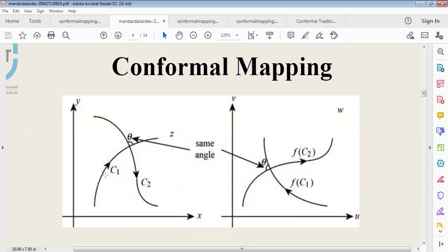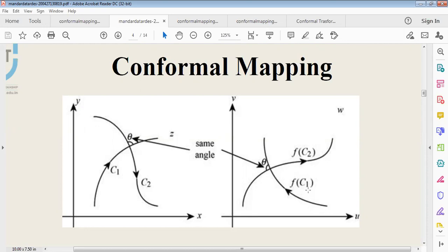This is the first curve C1, and this is another curve C2. Their intersecting angle is theta. This is the z plane. Remember it. Putting the values of real axis x and imaginary axis y, we can get these curves of the z plane, and we can transform to another plane. The real axis will be u, and the imaginary axis will be v for the w plane. w equals u plus iv.